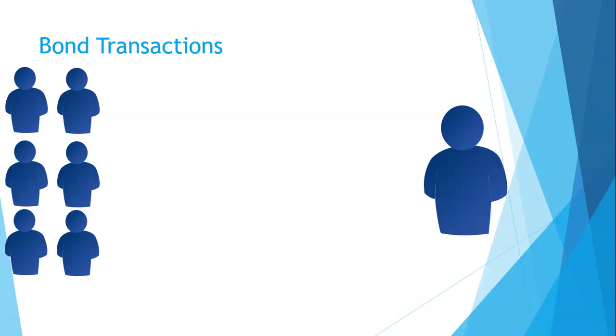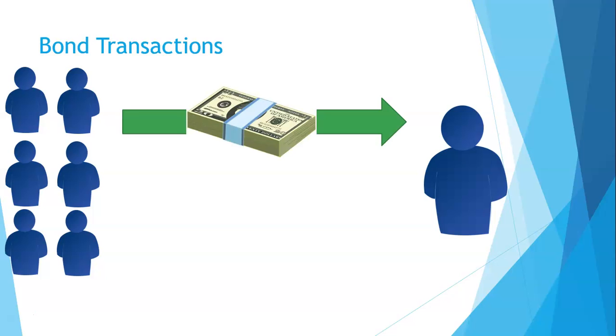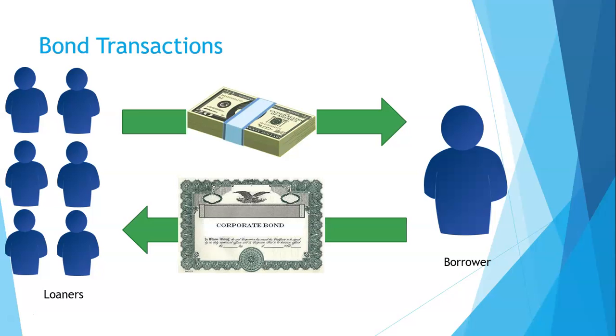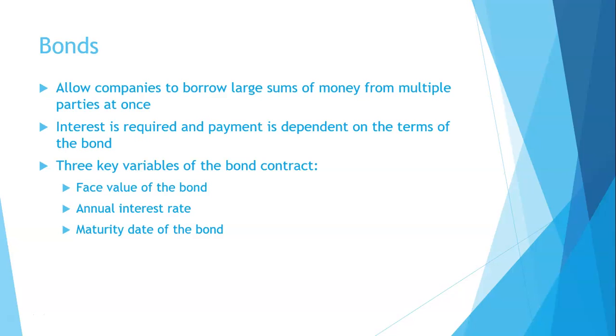So those parties loan money to the company, and these people are called the loaners. In exchange, the borrower issues a corporate bond to the investors. So the investors, the loaners, loan cash to the company, the borrower, and in exchange they get a piece of paper similar to a note saying, I will pay you back with interest. So bonds allow companies to borrow large sums of money from multiple parties.